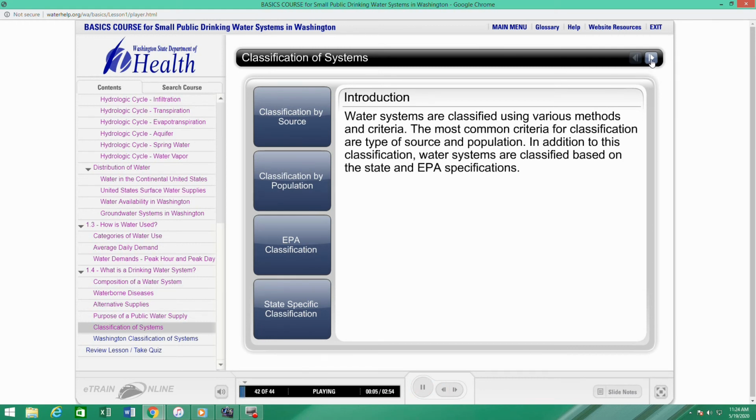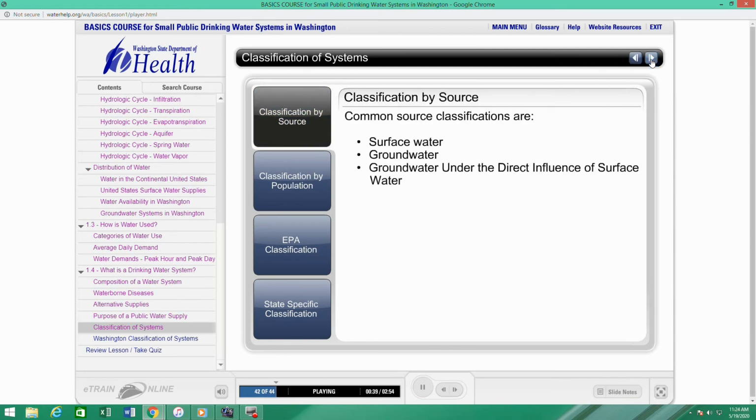Classification of systems. Water systems are classified using various methods and criteria. The most common criteria for classification are type of source and population. In addition to this classification, water systems are classified based on the state and EPA specifications. Classification by source. Common source classifications are surface water, groundwater, and groundwater under the direct influence of surface water.